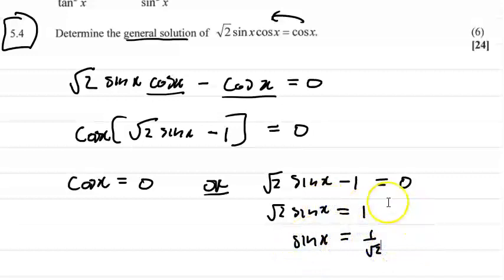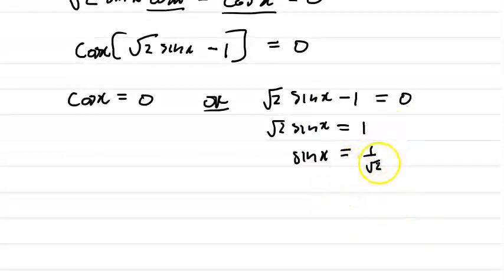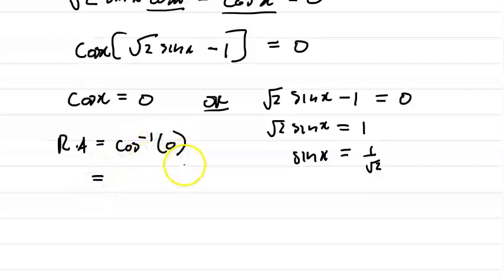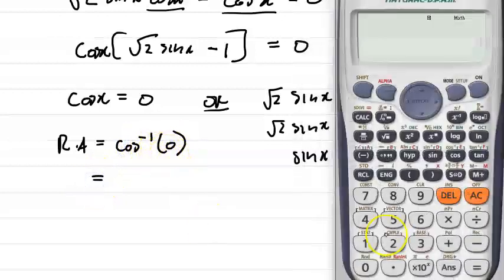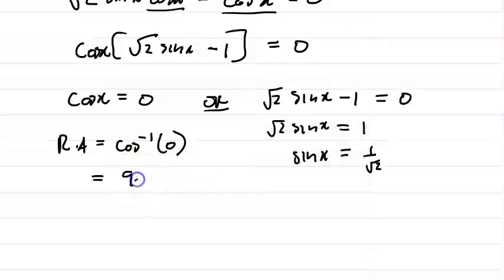Do you recognize that 1 over root 2? Yep, that's a special angle. When we're finding our reference angle, you should know that sine inverse of 1 over root 2 should give us 45 degrees. But we'll use our calculator. So our next step, after solving the equation, is to find our reference angle. Our reference angle here will be cos inverse of 0. Let's put that in the calculator. Shift cos 0 equals 90 degrees. So that's our first reference angle.